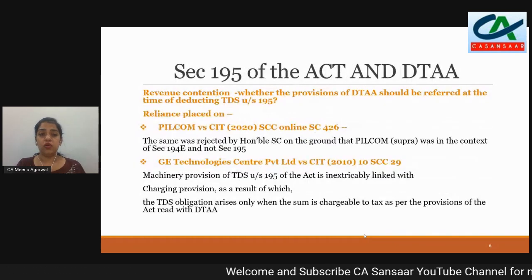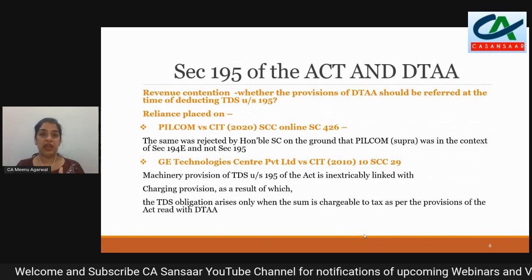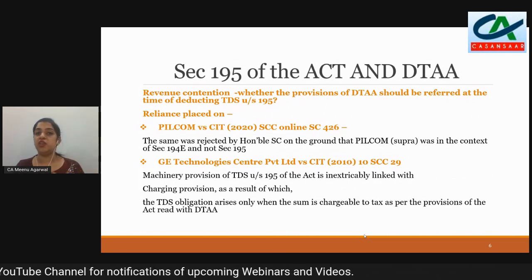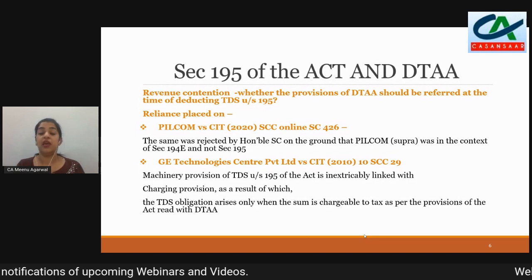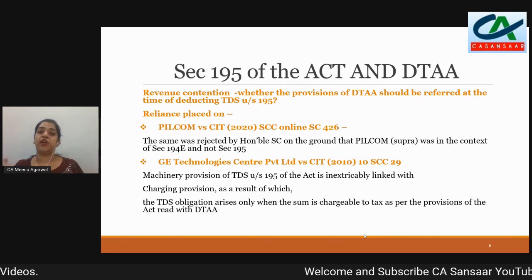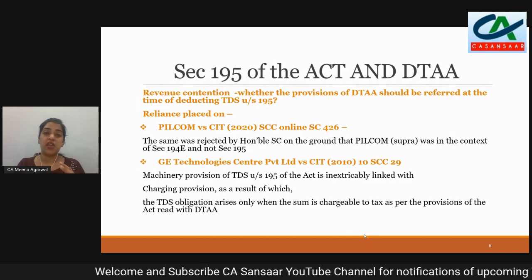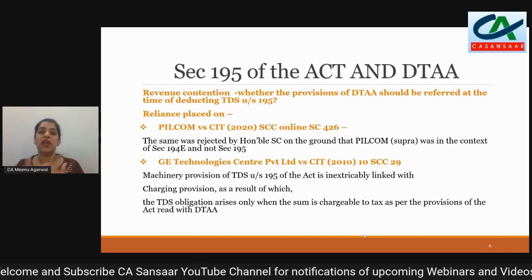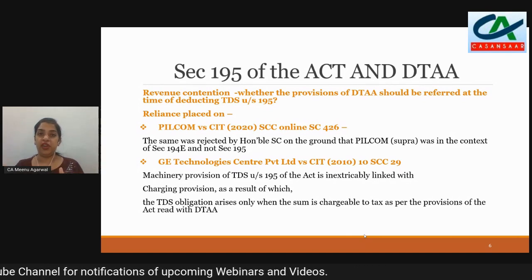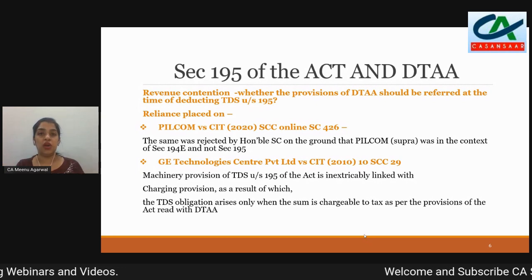Now, coming to the Pilcom decision, the Supreme Court identified that the facts of the case should be the same if you're placing some reliance. The Supreme Court held that the 194E language is totally different from that of 195. In 195, an onus is given on the payer to see if the transaction is taxable in the Act or not. So when it says Act, it does not mean that you cannot refer to DTAA. You need to consider the Act read with DTAA and then come to a conclusion.